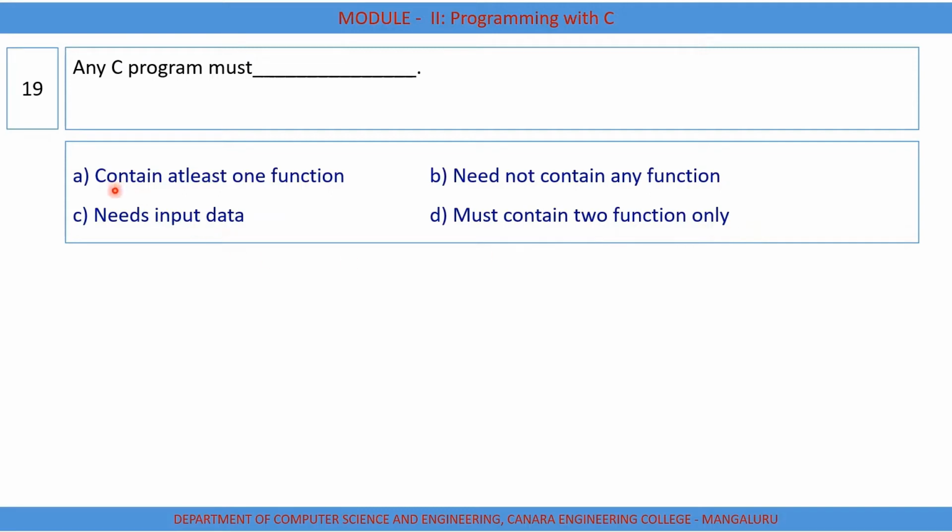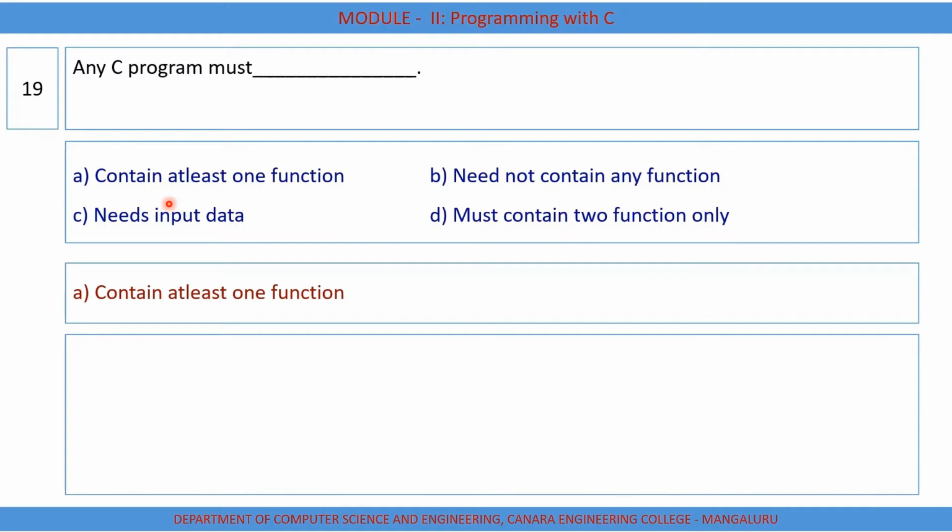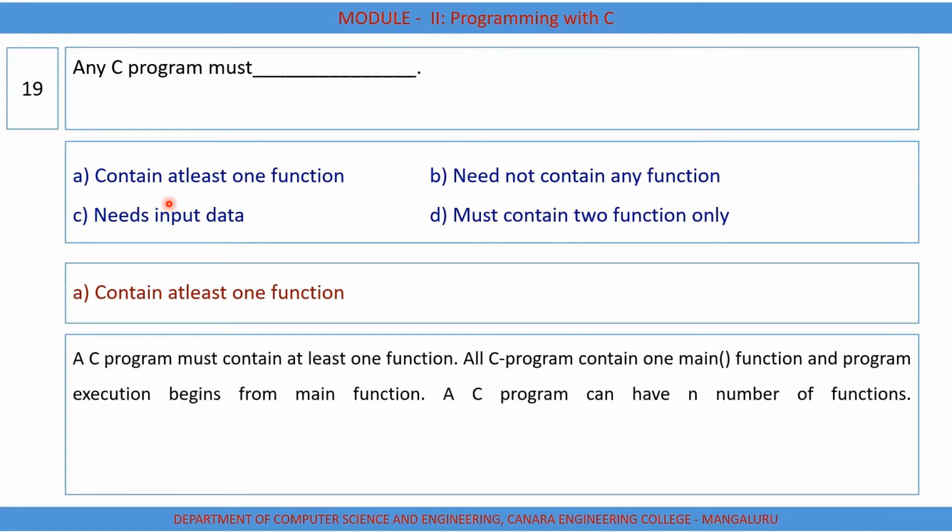So now the correct answer here is option A, contain at least one function. A C program must contain at least one function, that is the main function from where the execution starts. So option B, need not contain any function, is also incorrect. Needs input data. This is also incorrect. We can write a program just to display some message, wherein we don't even need input data.